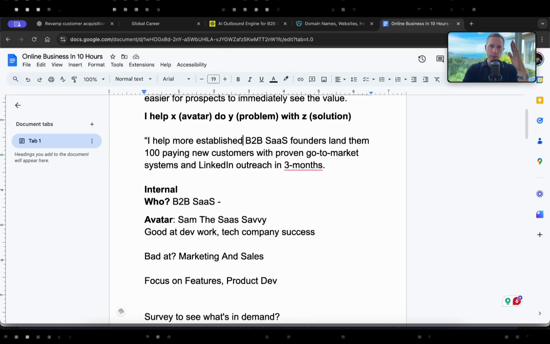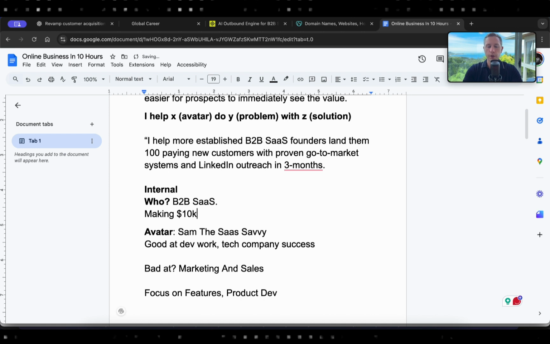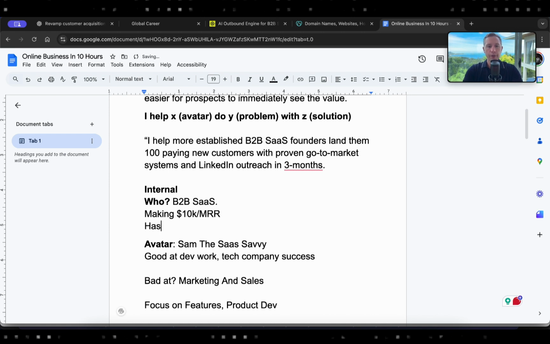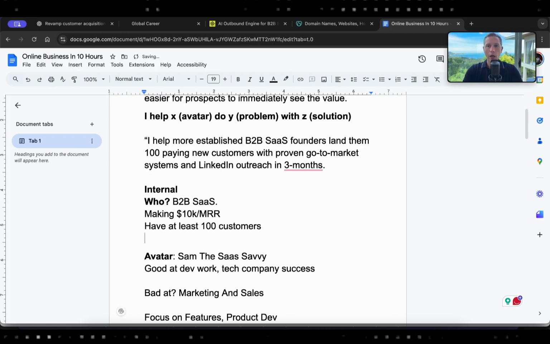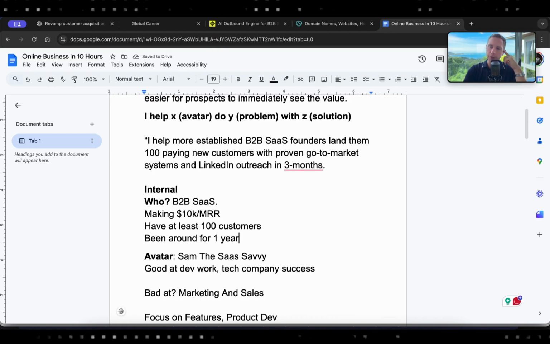We want to focus on these people who are making probably, let's just say $10,000 a month from their software. And so this is where the avatar comes in, because a person making $10,000 a month is going to be easy to understand. It's going to be easy to ask, like in the survey. So they're making 10K MRR. They have at least 100 customers. Let's just say they've been around for 1 year. And so I'm hoping that this example can show you how you should think about who's going to take out their wallet and be able to give you thousands of dollars to help them out.